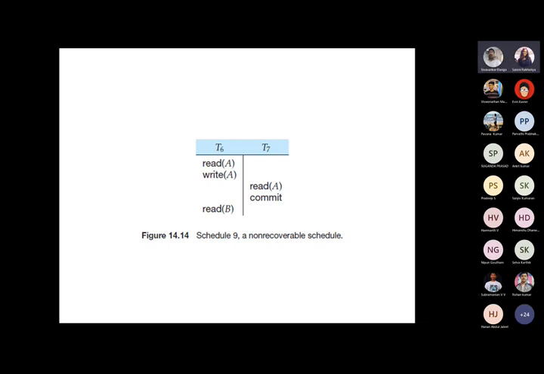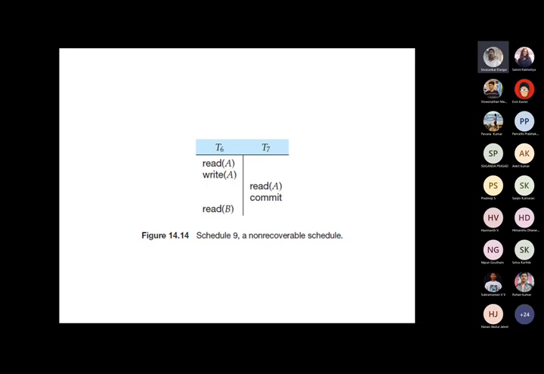Yeah, that is a recoverable schedule, and then I should say non-recoverable schedules, right? Where the commit operation of Ti does not occur before the commit operation of Tj. So with that, you gave an example of a partial schedule. So this slide is an example of a non-recoverable schedule, right?